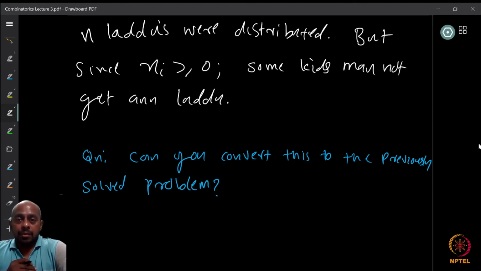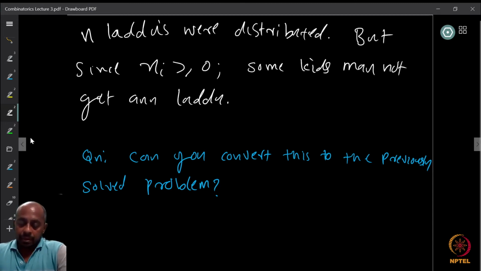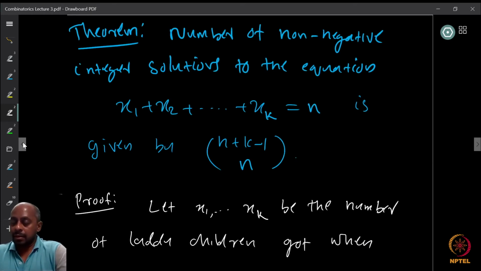Again, I want you to think about how to convert this to the previous question, right? Can you convert the unfair distribution to a fair distribution question? If you can do that, then that is good. This is quite easy actually, right? Because we want to distribute n sweets to k children, so that everybody gets.